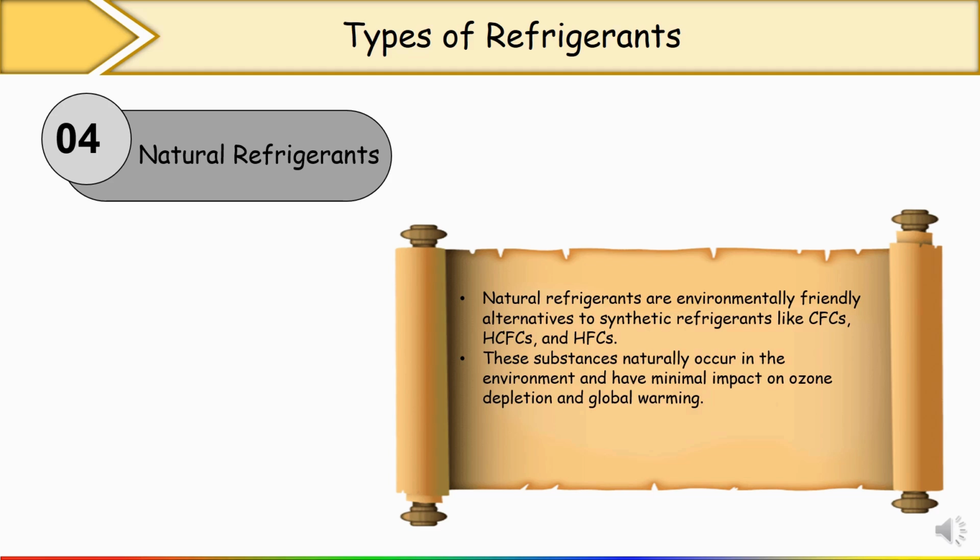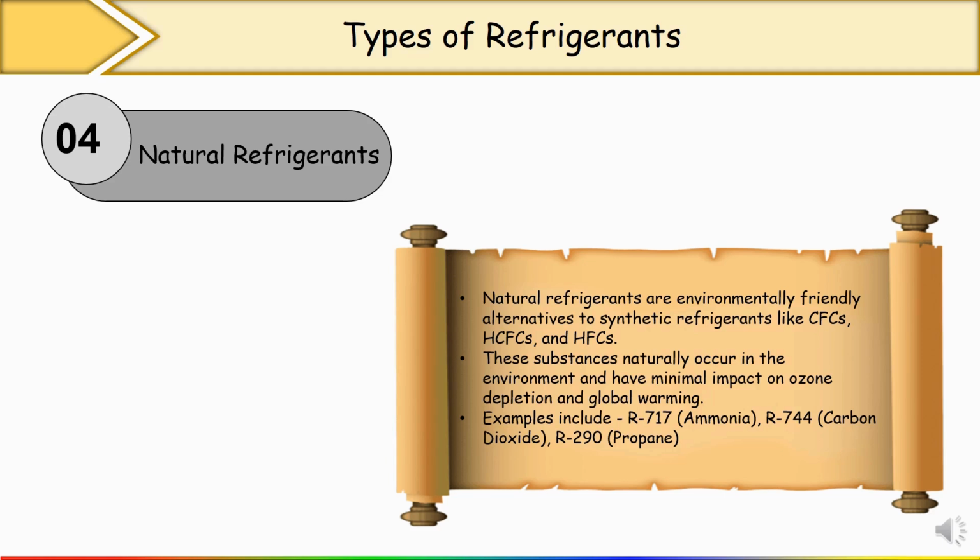Natural refrigerants have no impact on the ozone layer, and they have very low or zero global warming potential, making them highly sustainable and environmentally friendly. Examples include ammonia, carbon dioxide, propane. I have already explained that ammonia is R717. Ammonia is generally used in industrial refrigeration systems such as cold storage and food processing.